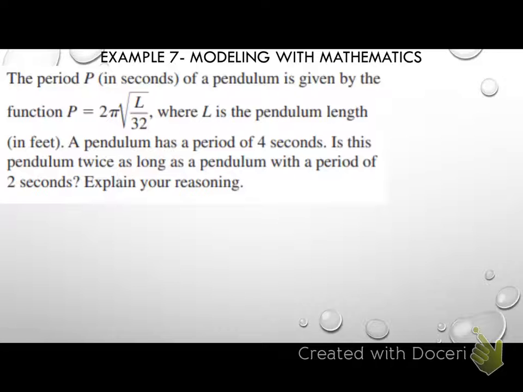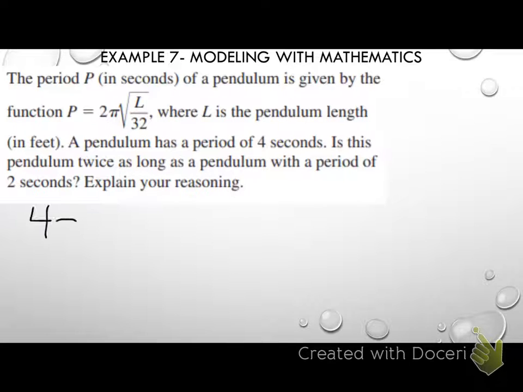Any ideas what I need to do here? I say you just plug it in. Plug what in where? 4 into P. There you go. We can plug 4 into P, because P stands for the period, right? Yep. And it tells me that a pendulum has a period of 4 seconds. So let's see how long that pendulum length is that has a period of 4 seconds.